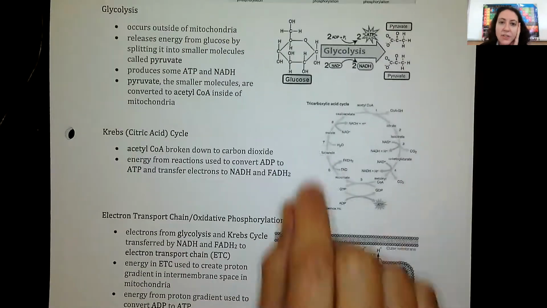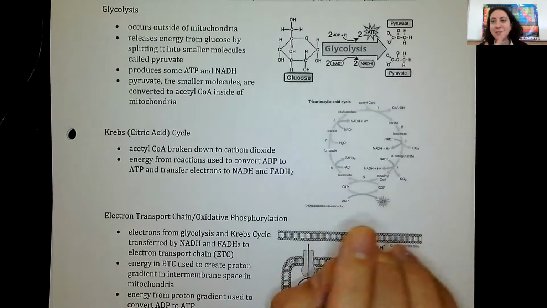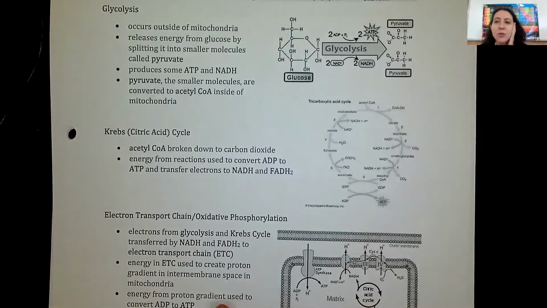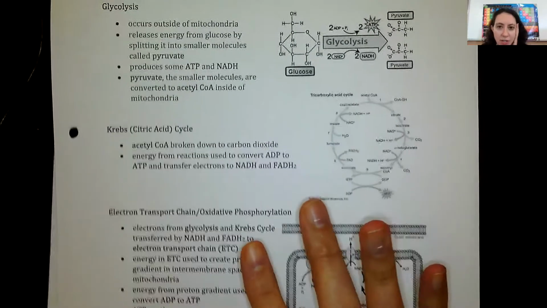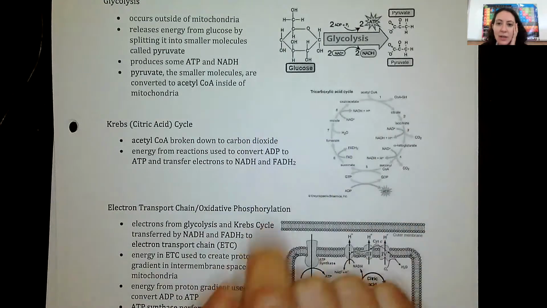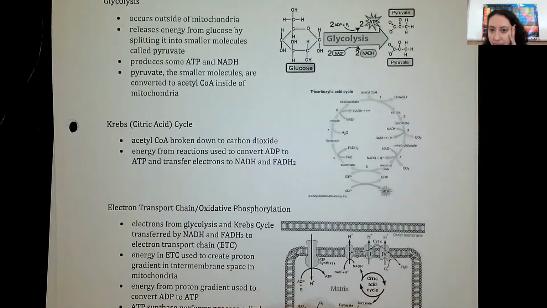Okay, this is a relatively detailed drawing of the Krebs cycle. It goes through all of its intermediaries. You do not need to know that. All you need to know is that the Krebs cycle takes pyruvate and breaks it down all the way down to carbon dioxide. Pretty crazy.